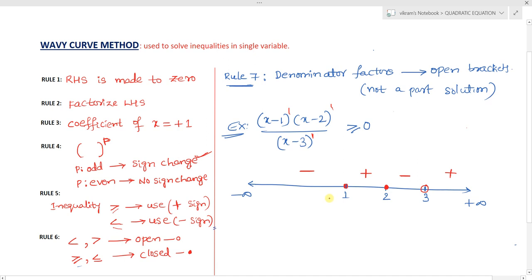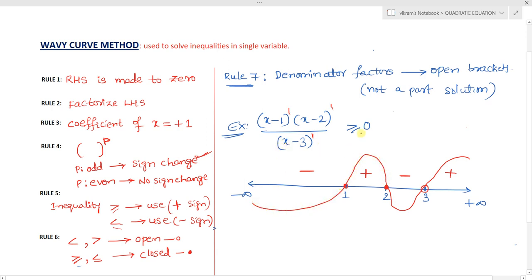This is the way of representing an inequality that is in the form of numerator by denominator. The denominator factors are not a part of the solution and are always represented with open circles. Now draw a curve over here, and we are getting it like this.